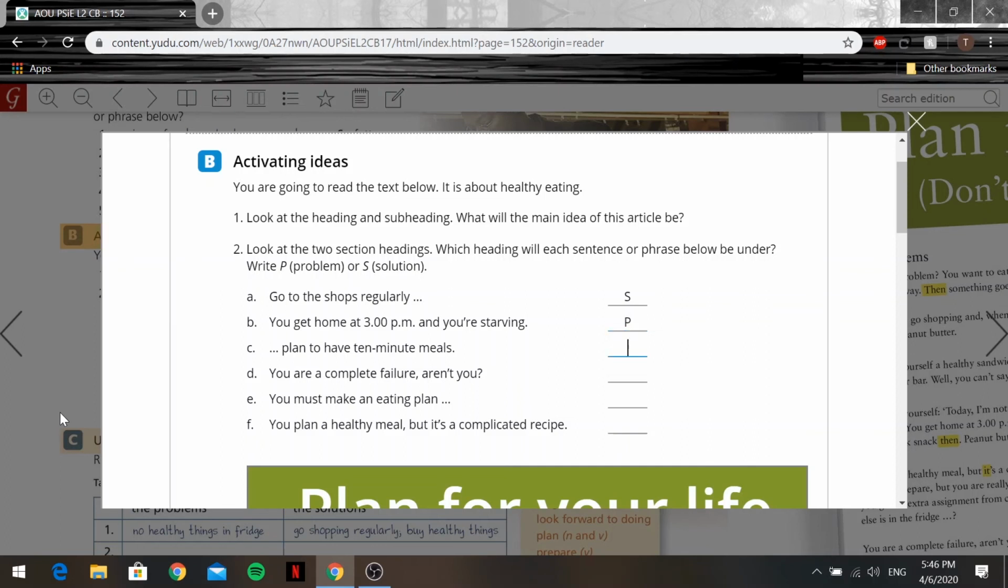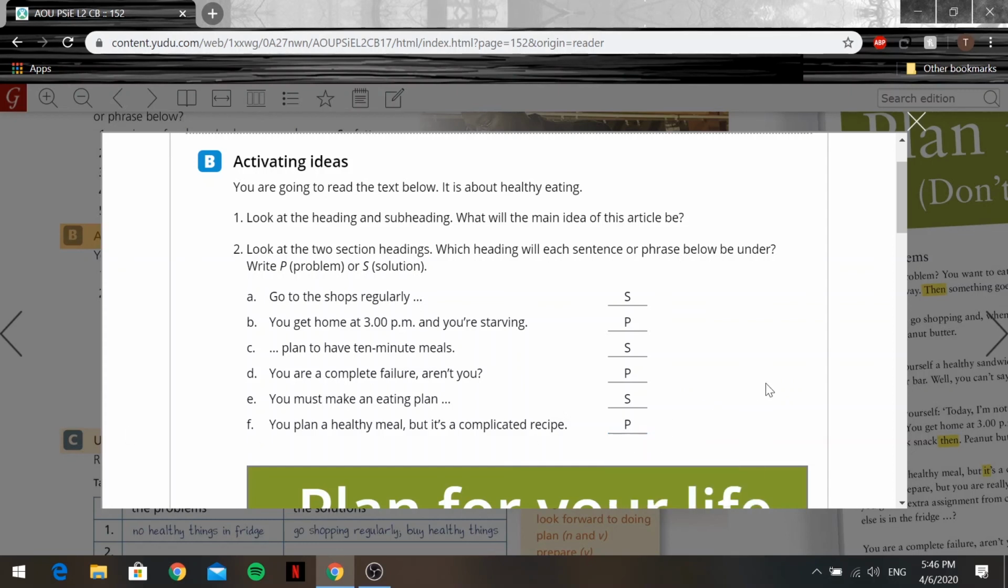Plan to have 10-minute meals. Again, that is a solution. You're planning something. You are a complete failure, aren't you? Okay, this looks like a problem. P, you must make an eating plan. This is a solution. You plan a healthy meal, but it's a complicated recipe. Again, that's a problem. Okay?